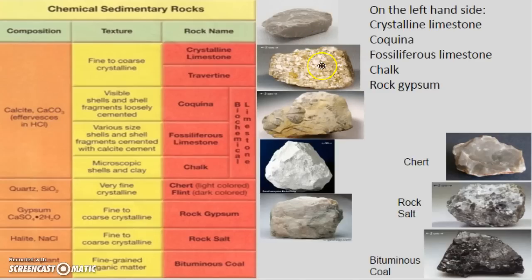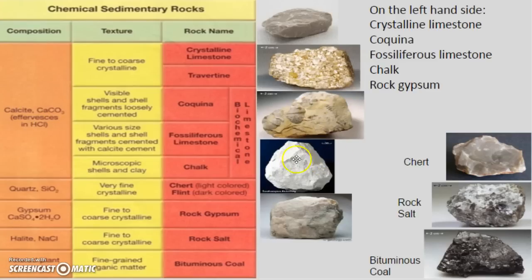Here we have coquina. Coquina is a little different, because it contains shells, it's actually categorized as a biochemical limestone, or in this case, a biochemical rock. It's a subgroup of chemical because it has evidence of living organisms. These are the shells of past living organisms. We can also look at fossiliferous limestone, if you see fossils here, right? Also, all of these are going to effervesce vigorously because they contain calcite.